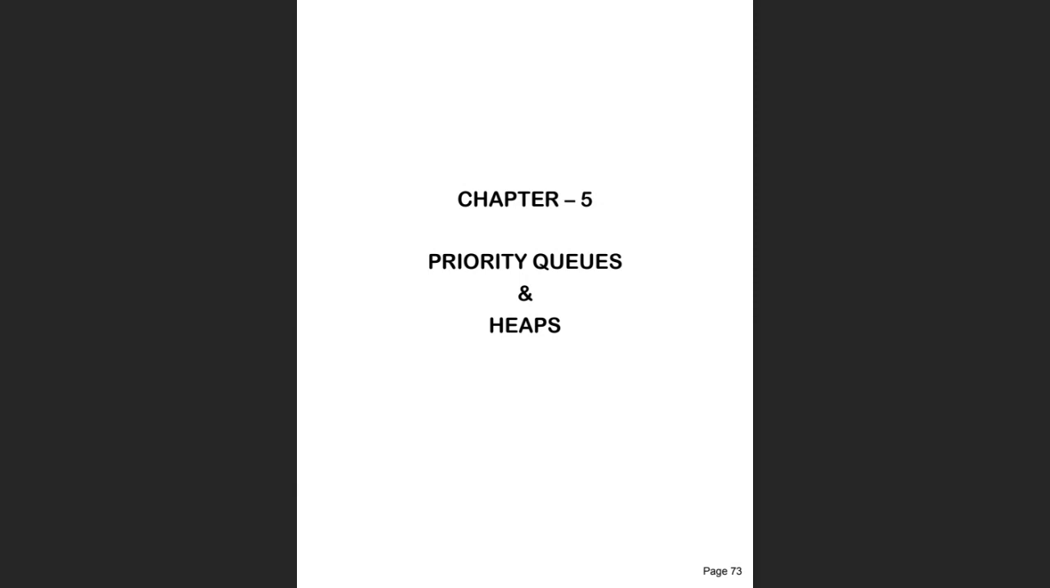Okay, so last time we discussed up to chapter number 4. Now we are going to discuss chapter number 5. Chapter number 5 is about priority queue and heap. First is the priority queue.